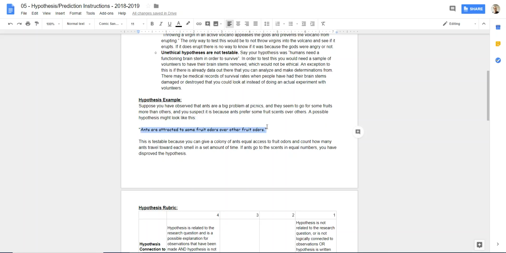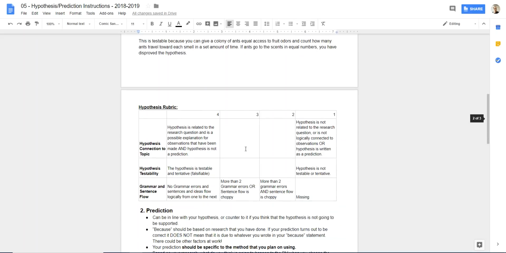This is a good hypothesis because it's an explanation for your observations. You've noticed that ants are attracted to some things on your picnic. It's testable. I can get some ants, put some fruit out, and see what they're attracted to. And it's also falsifiable. If I get data that shows it doesn't really matter which fruit they're attracted to, then I would falsify that they are attracted to some over others. So it's a good hypothesis because it meets those requirements.